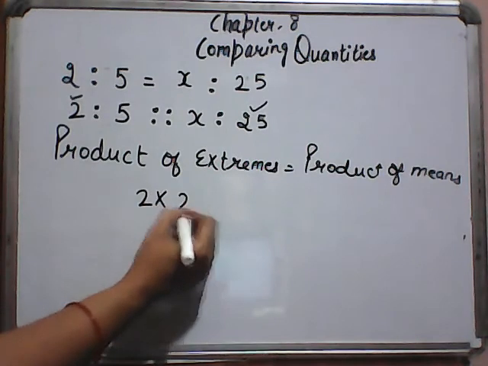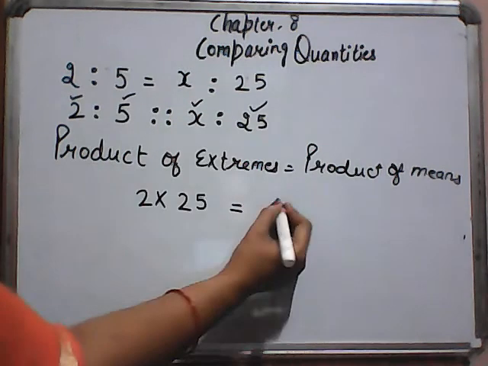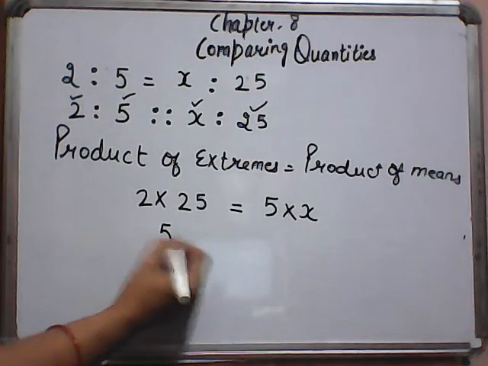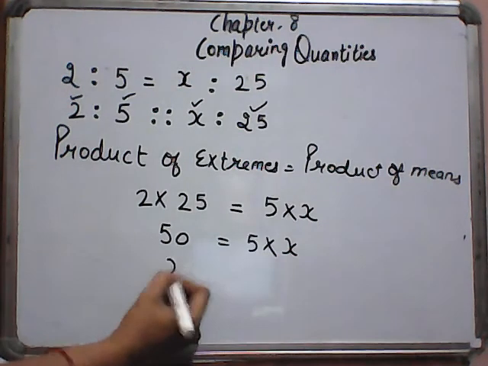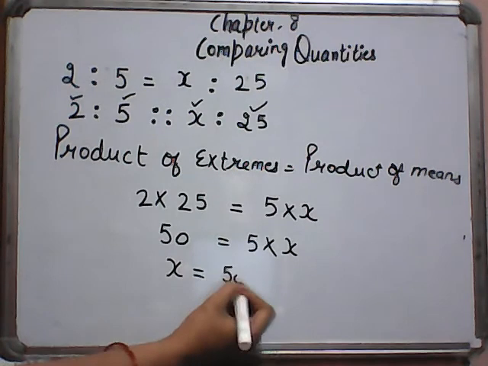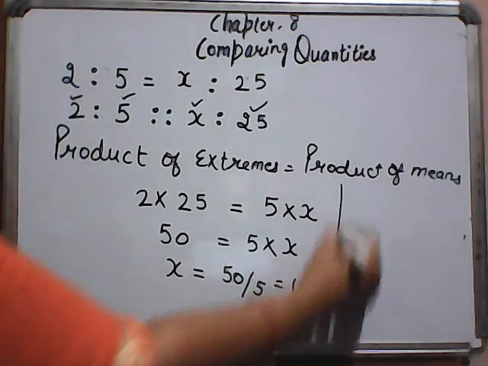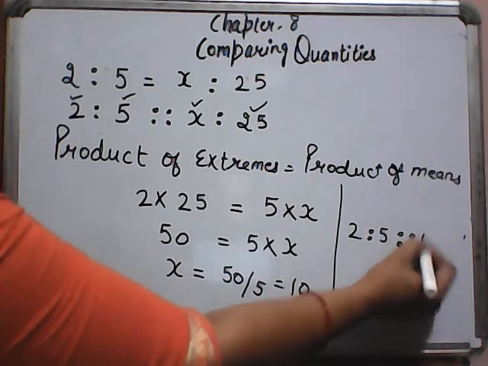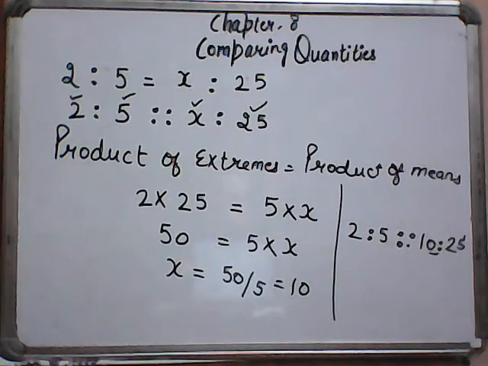So 2 multiplied by 25. Product of means, that means the middle terms 5 and x. 5 multiplied by x. 2 multiplied by 25 is 50. Here 5 multiplied by x. So we can find out the value of x. 50 divided by 5 is equal to 10. So we obtain 2:5 proportion 10:25. So in this way we can find out the unknown variable in the given proportion.